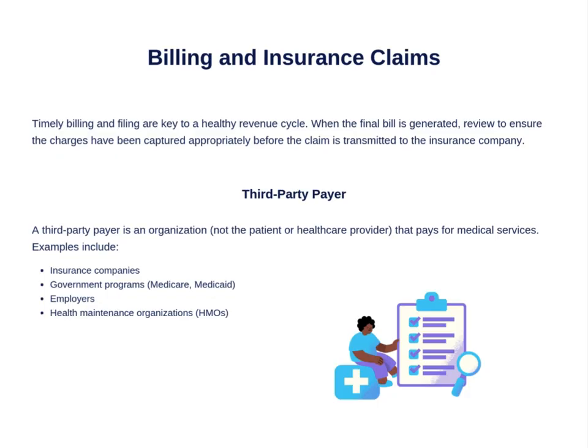Billing and insurance claims are one of the most important parts of the revenue cycle. Making sure that accurate charge capture happens before claims are submitted helps to prevent delays and denials from third-party payers, which are insurance companies and government programs. Making sure that these things are done correctly really makes a difference in how the facility is being reimbursed. So we're going to talk about some ways that you do that.